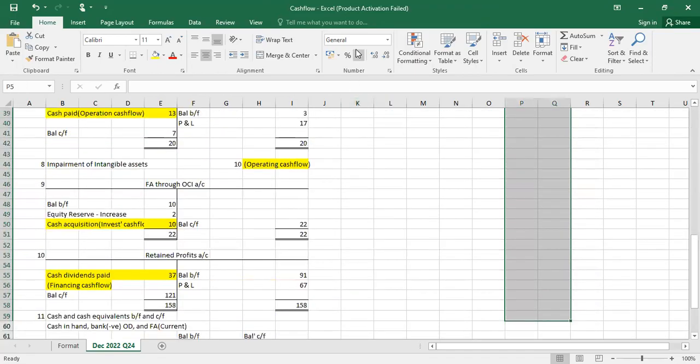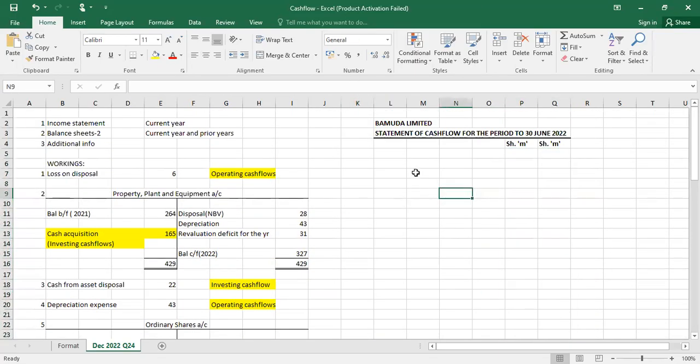All right, now remember we separate the statement of cash flows into 3 sections. The first section is what we call the operating. So we start with the operating cash flows.